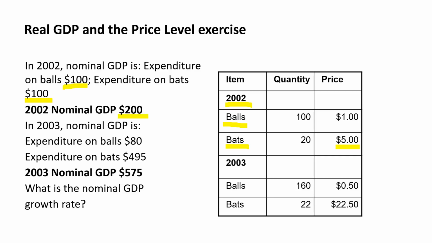In 2003, the total expenditure on balls is $80, which is 160 multiplied by $0.5, and the expenditure on bats is equal to 495, which is 22 multiplied by 22.5 dollars. So the total nominal GDP for year 2 is 575. Now, what is the nominal GDP growth rate?